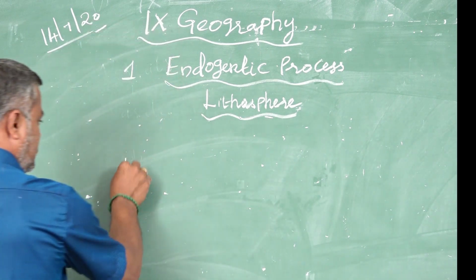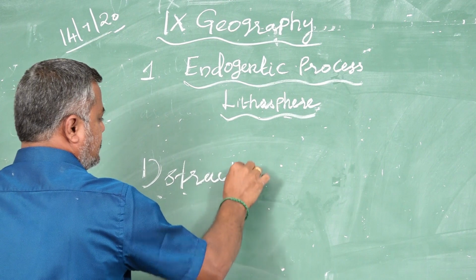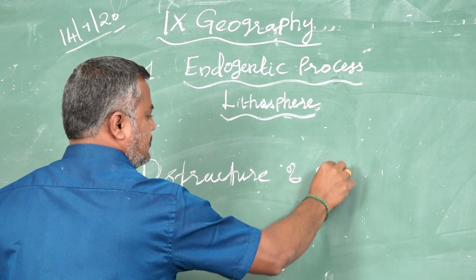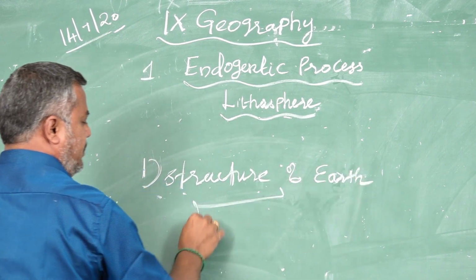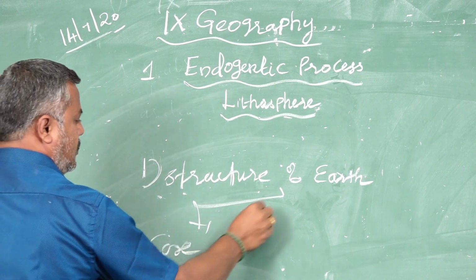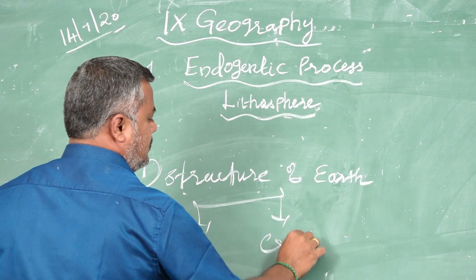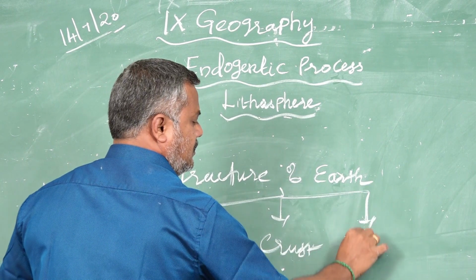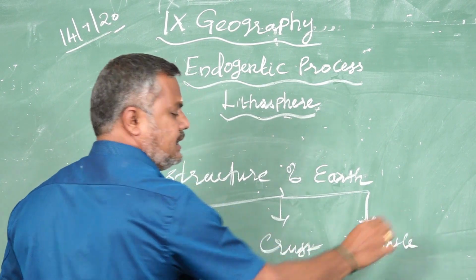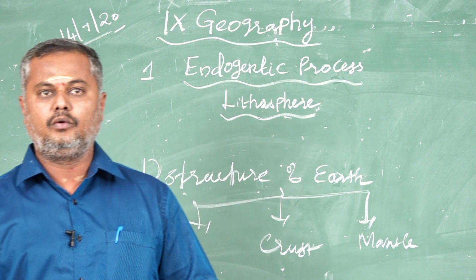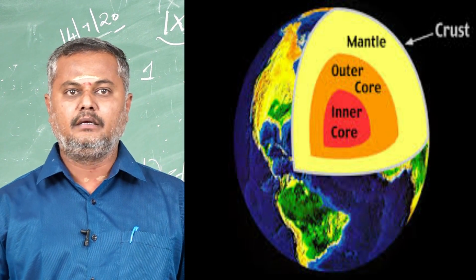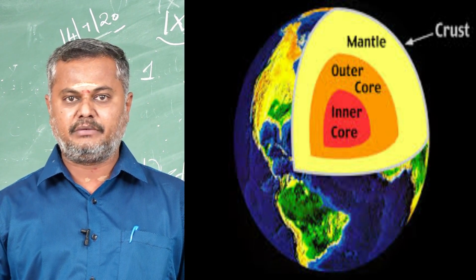See children, here, namely core, crust, and the other one is the mantle. Core, crust, mantle. The first one we will discuss is the crust.